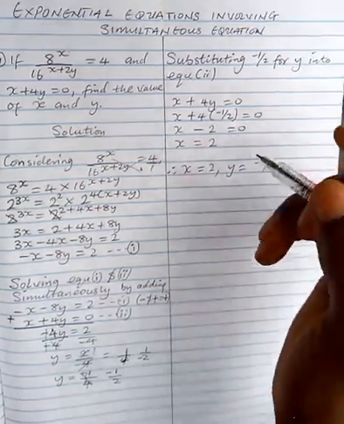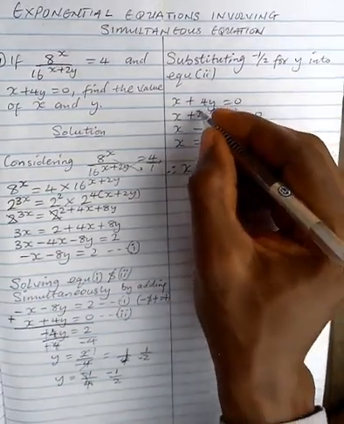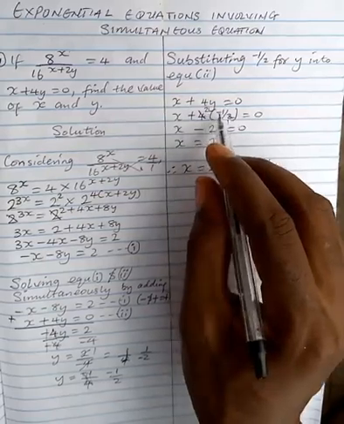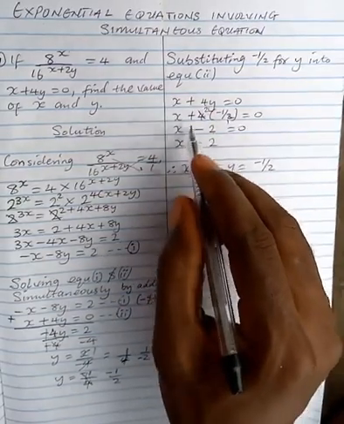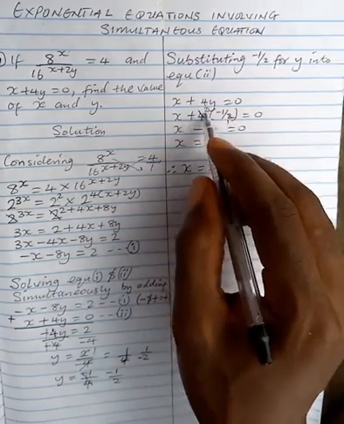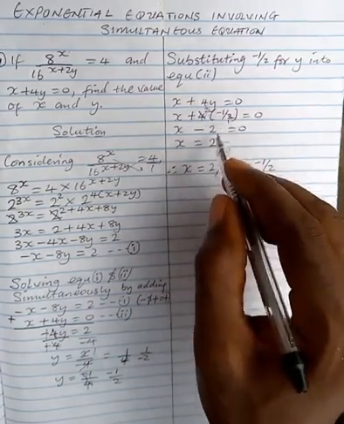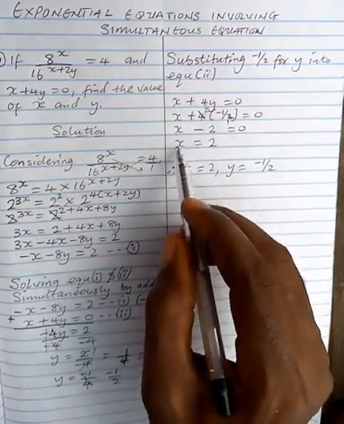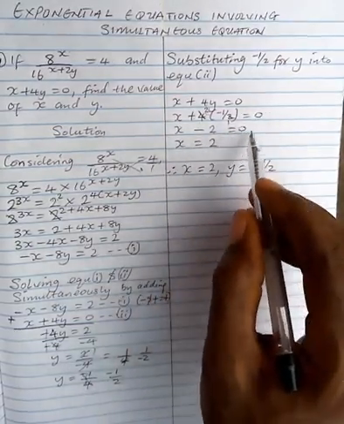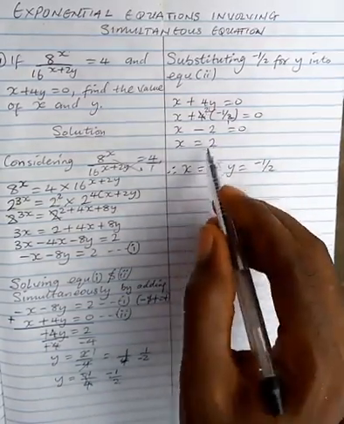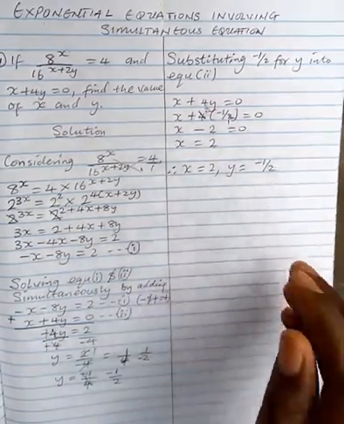At this point, this cancels and gives us 2, and this cancels to give us 1. So 2 times minus 1 is equal to minus 2. So we now have s minus 2 equals 0. We collect like terms: minus 2 crossing becomes plus 2. So s is equal to 2, where y is equal to minus 1 over 2.